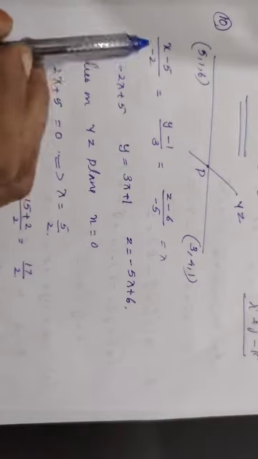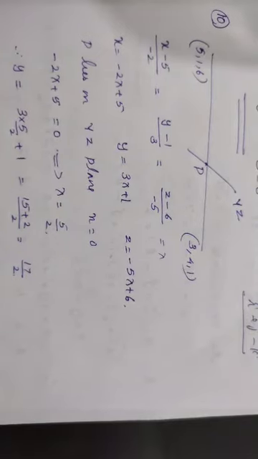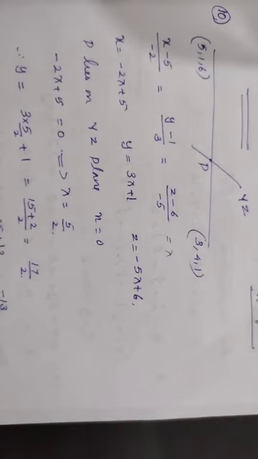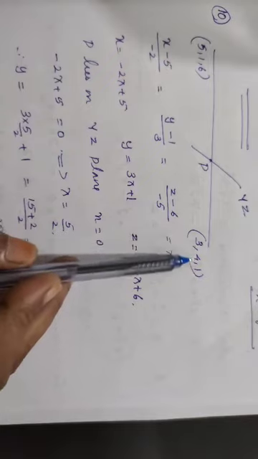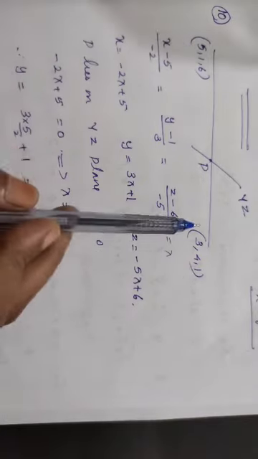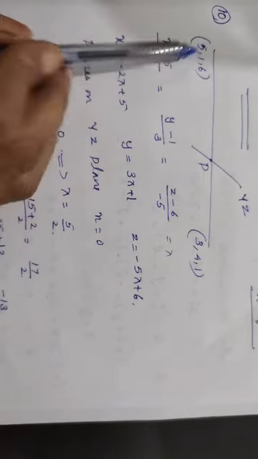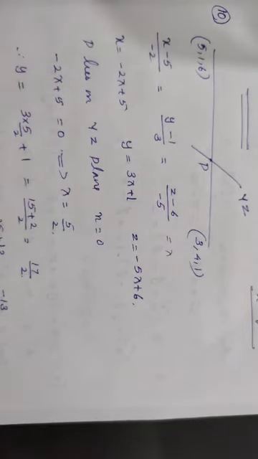First we find the equation of a line passing through two given points. What is the standard form? (x minus x1) by (x2 minus x1) equal to (y minus y1) by (y2 minus y1) equal to (z minus z1) by (z2 minus z1). This is x1 y1 z1, this is x2 y2 z2. That is (x minus 5) by (3 minus 5), (y minus 1) by (4 minus 1), (z minus 6) by (1 minus 6). We got the equation of the line. First write the equation of a line by using the standard equation.